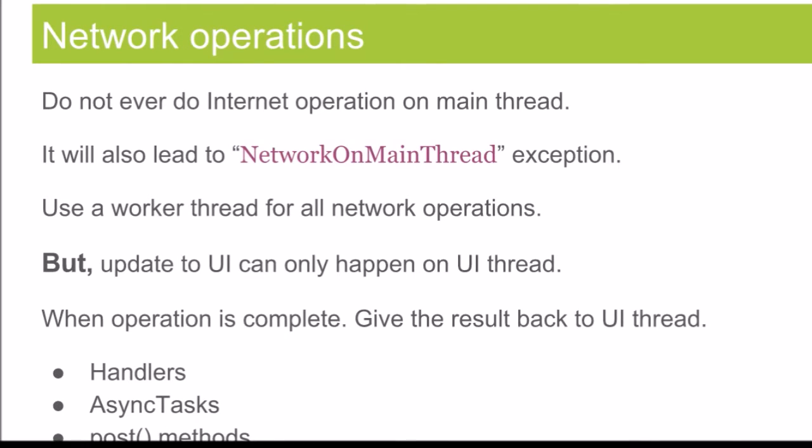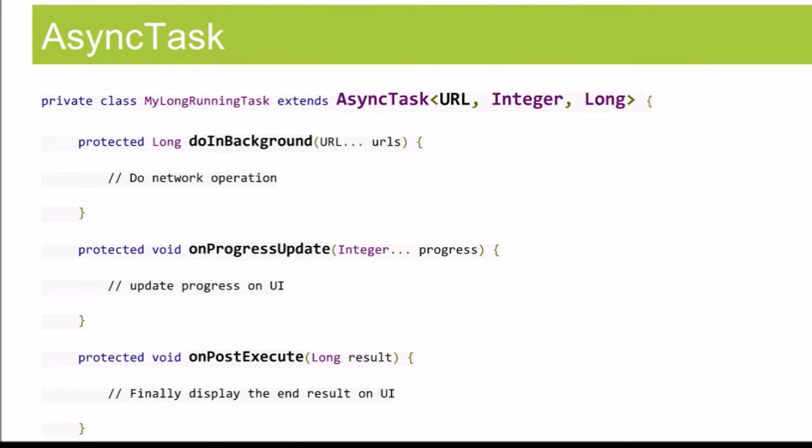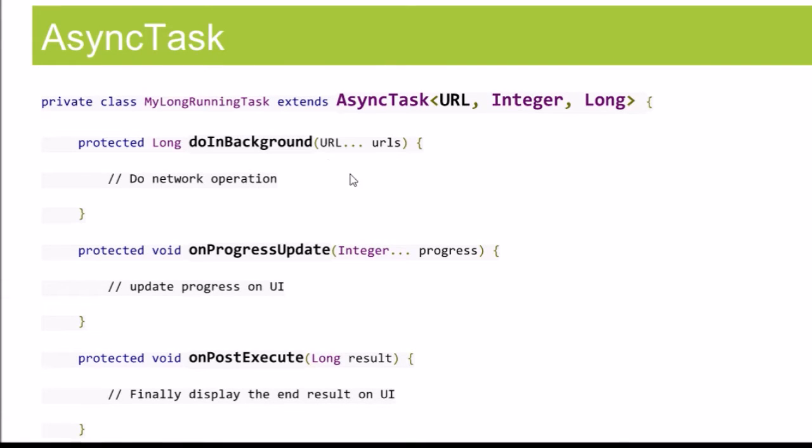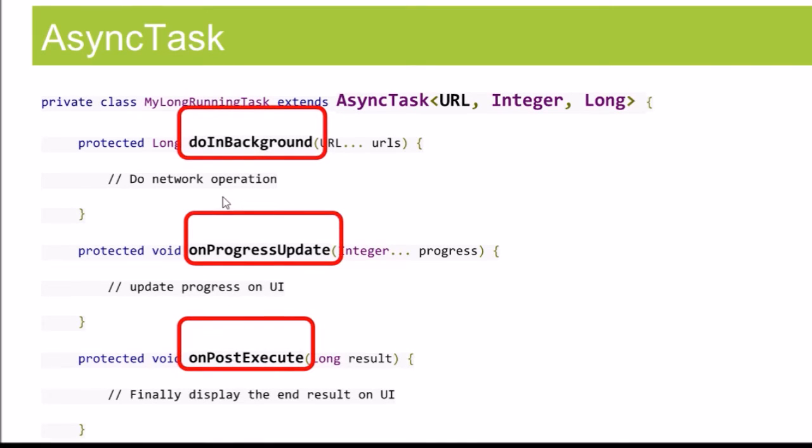We'll use either handlers, AsyncTasks, or the various post methods given in Android. For now, we will talk about AsyncTasks. This is the skeleton of AsyncTask code. We will extend the AsyncTask class to create our own custom AsyncTask, and we will override these three methods: doInBackground, onProgressUpdate, onPostExecute.